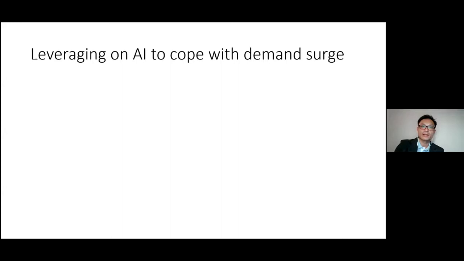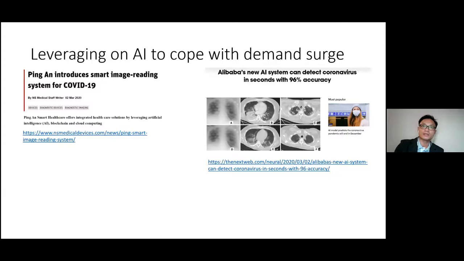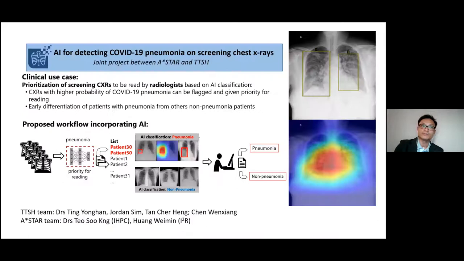Now, given the rapid surge in demand for imaging to manage COVID, a number of tech companies have developed AI solutions that claim high accuracy for diagnosis and severity assessment. These are mainly companies from China, such as Ping An, Alibaba, and InfraVision, and their solutions are mainly focused around CT diagnosis and quantification. Locally, to address the use of chest X-ray, a joint team between Tan Tock Seng and A*STAR has set out to validate and test a preliminary model that seems to perform reasonably well with accuracy of between 90 to 96%. This is still work in progress, but we hope that our efforts can be used to help our radiologists better manage their work list with a surge in the number of cases.